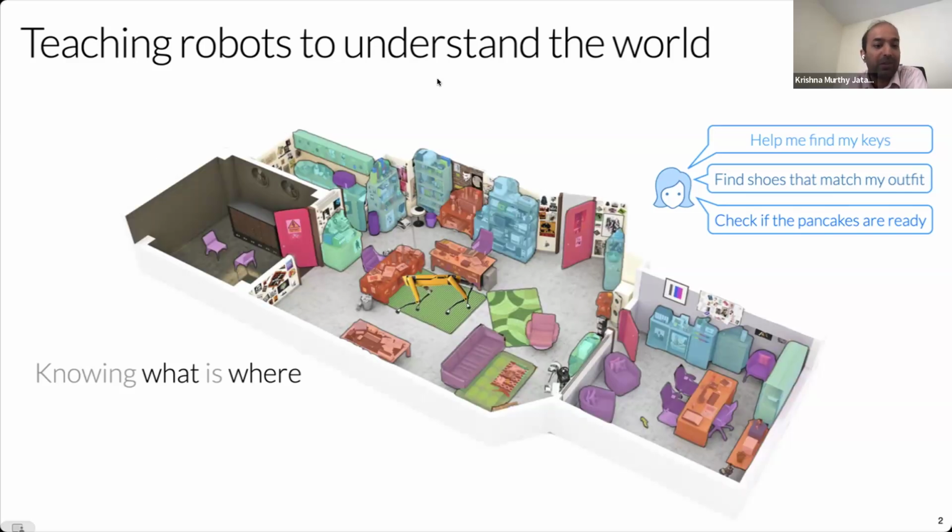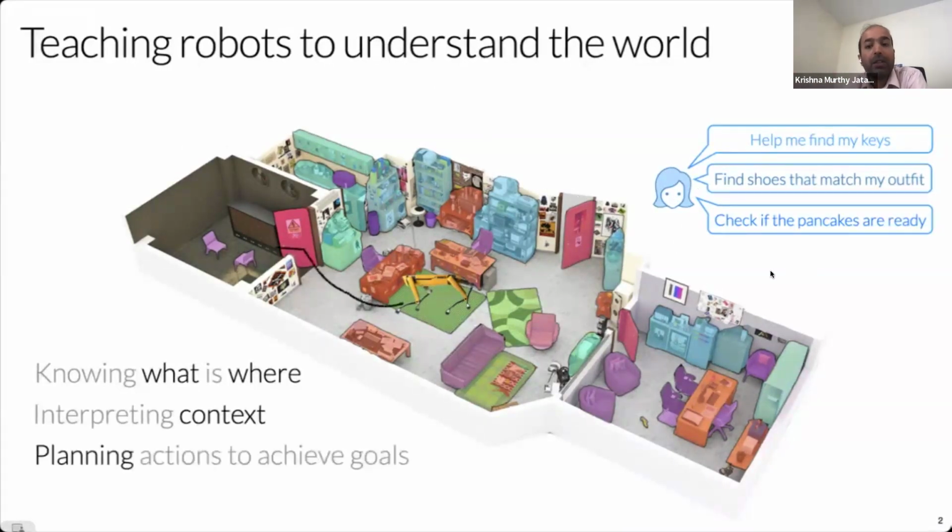So the first step is, of course, knowing what is where in the environment, creating some sort of representation, organizing the environment so that you can take these queries, ground them, and then figure out how to address them. Once you know what is where, you can interpret the context in which the queries are provided, and then you can plan actions to achieve specific outcomes in the environment.